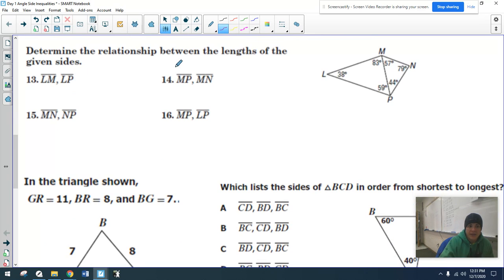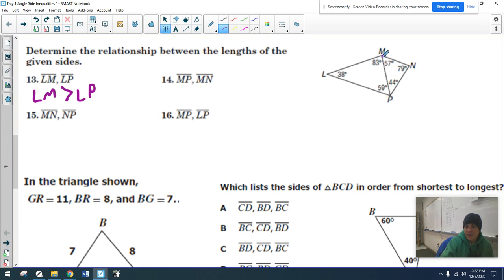So we're comparing LM and LP. So if we're looking at LM, that's this one. So LM is across from the 59-degree angle. And LP is across from the 83-degree angle. So the green side is going to be bigger because it's got the bigger angle. So that means LM is greater than LP. Okay? It's the same thing as the sides. We're just going backwards. All right, pause me and try the other ones.